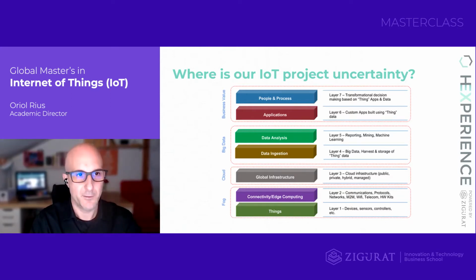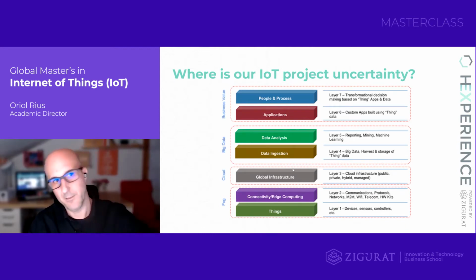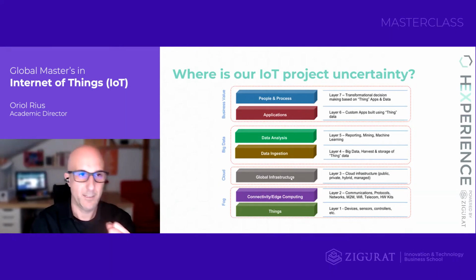Once this is solved, we jump to the next layer of uncertainties, which is the cloud uncertainties. So the things are connected to a global infrastructure, but which storage are we going to use? Are we going to use a data lake? This connects that layer with the next one, which is the data ingestion. So more uncertainties. And in the next level, once we have the data here, what we have to do is analyze the data, extract the insights from the data.